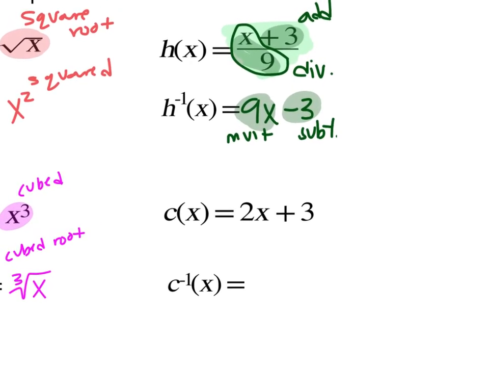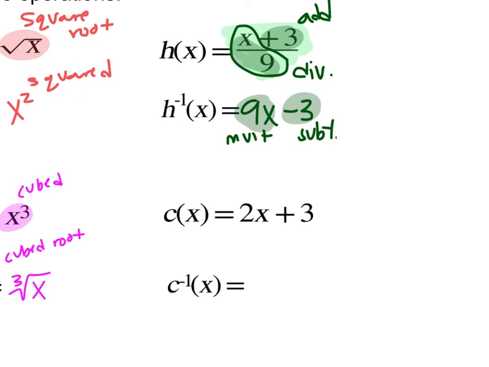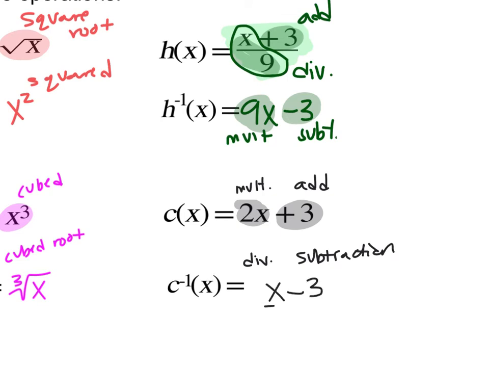And then letter C here, or the function c of x, is similar to what you see above with h of x, except it's just the opposite. So we're going to take the multiplication and addition and change it to division and subtraction. So here's what that would look like. We would do x minus 3 and then divided by 2. And notice how the whole thing is divided by 2. That's just a rule for your inverses.